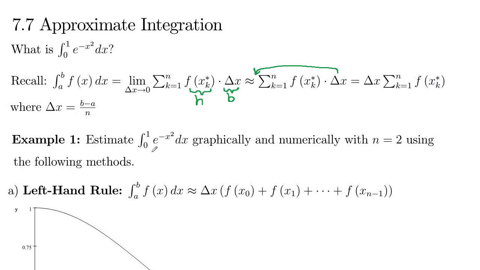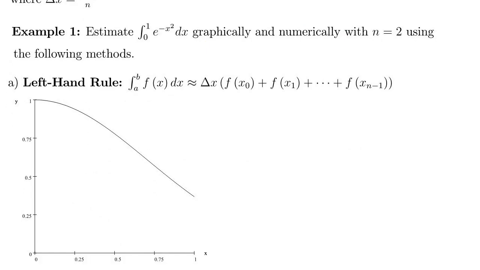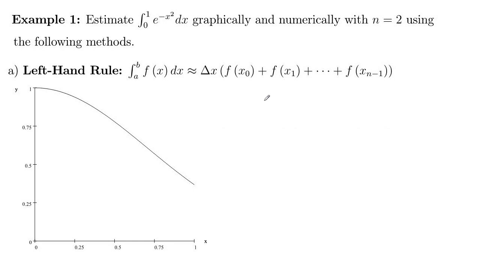So let's say we want to estimate the integral from 0 to 1 of e to the negative x squared dx graphically and then also numerically with n equal 2, using the following method. So first, the left-hand rule. For the left-hand rule, you use the left-hand side to get your heights of rectangles. The formula for the left-hand rule is delta x, that's our b minus a over n, in this case n is 2, times the sum of our function values, f of x0 up to f of x sub n minus 1.